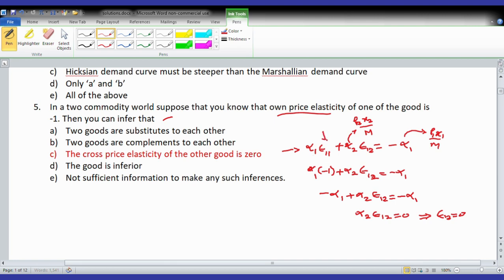So if this becomes -1, then this means that this will be minus alpha 1 here, and on the right hand side of this equation we have minus alpha 1, so alpha 1 gets cancelled, and we will have alpha 2 times the cross price elasticity of good 1 with respect to 2 equal to 0, and this will give us epsilon 1 2 equal to 0. So cross price elasticity will become equal to 0 because of Cournot aggregation. So this is something that is true.